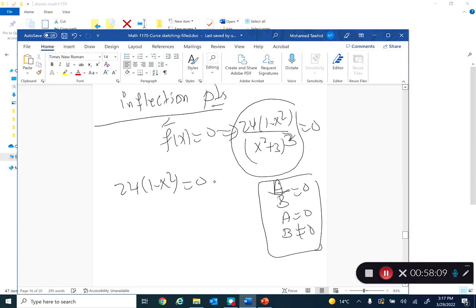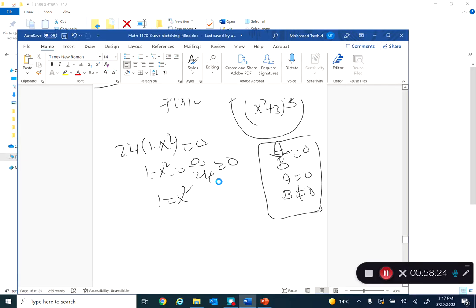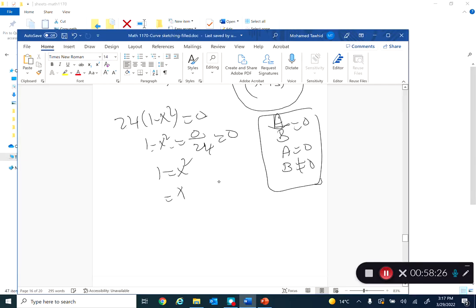Take the numerator, which is 24 times 1 minus x squared, equals 0. If I solve this for x, divide by 24, so you have 1 minus x squared equals 0 over 24, which is 0. So 1 minus x squared equals 0, so 1 equals x squared. So what is your x? Your x here is plus or minus the square root of 1, which is plus or minus 1. You have two values, plus or minus 1.